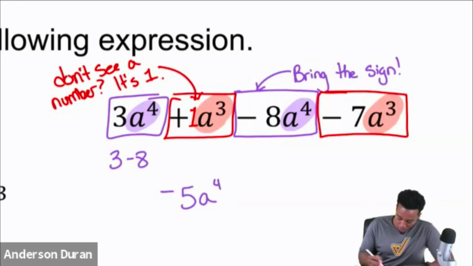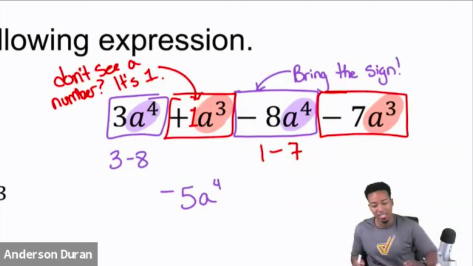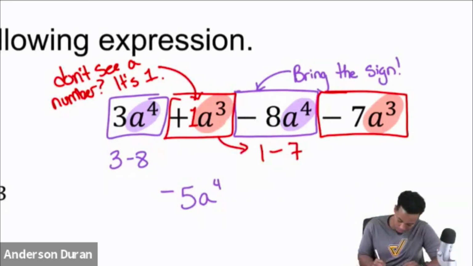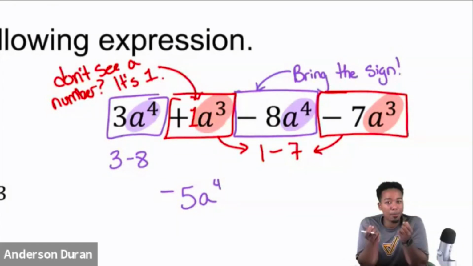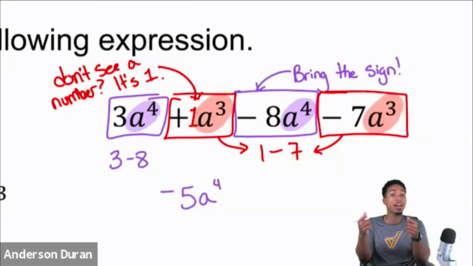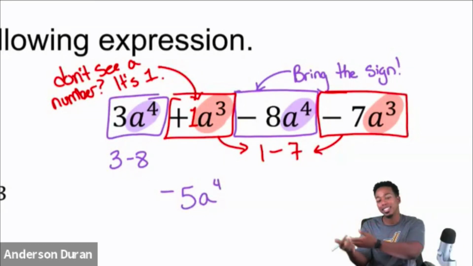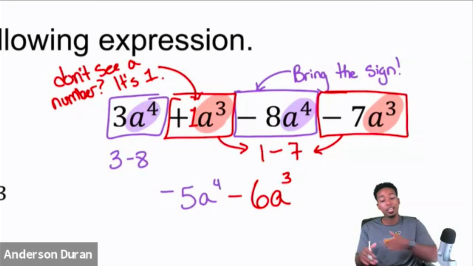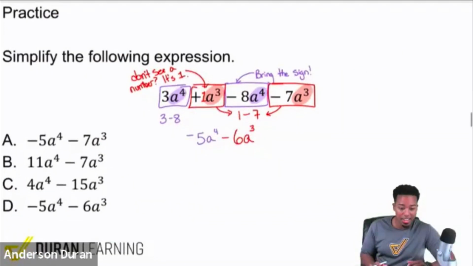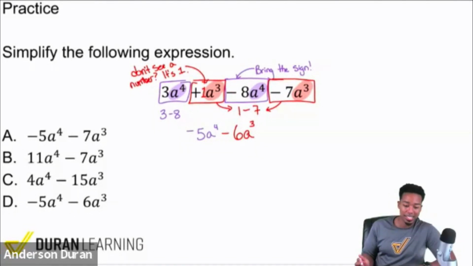So here we go. We've got 1 minus 7. What is that going to give us, everybody? Negative 6. Remember, if you think about it the opposite way, 7 minus 1 is 6. But if you do 1 minus 7, that's just the opposite sign, negative 6. So we're going to have minus 6 and then bring that variable and exponent, leaving it the same. So our answer here is negative 5a to the power of 4 minus 6a cubed. And that is answer D.